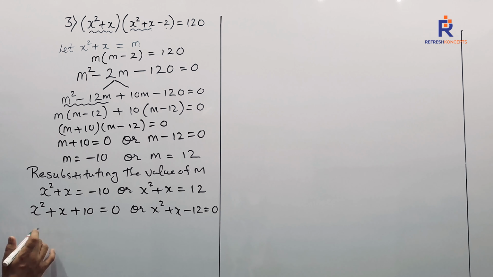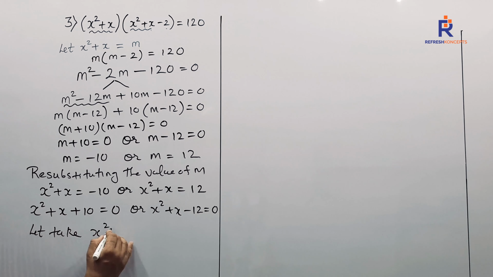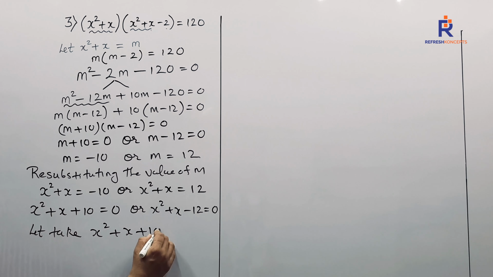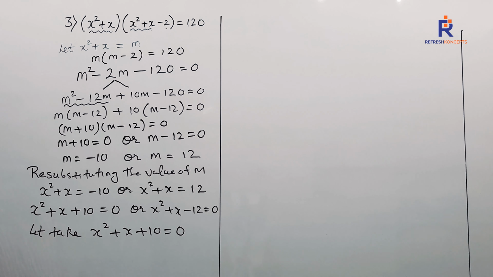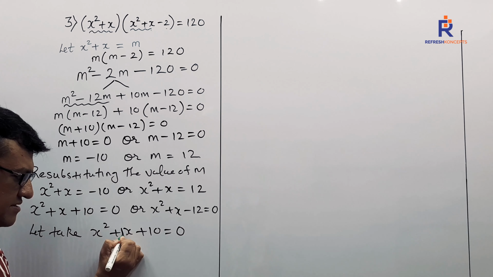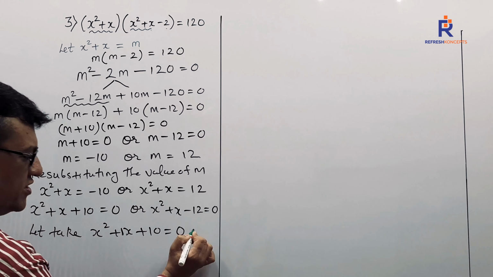So let us take this first. Let's take first this one, x square plus x plus 10 equals to 0. First we'll solve this one and then we'll take the other one and try to solve it. Children, what is the sum? Sum is plus 1.